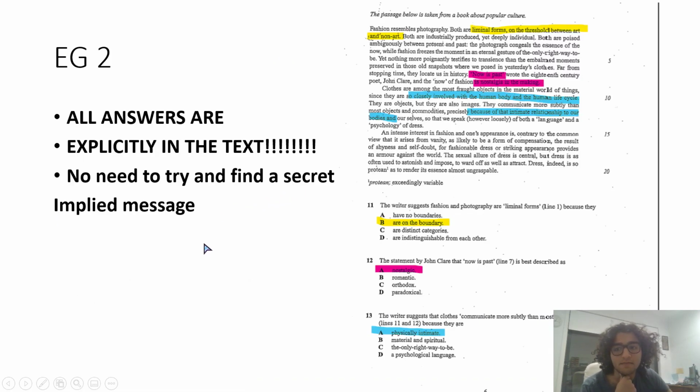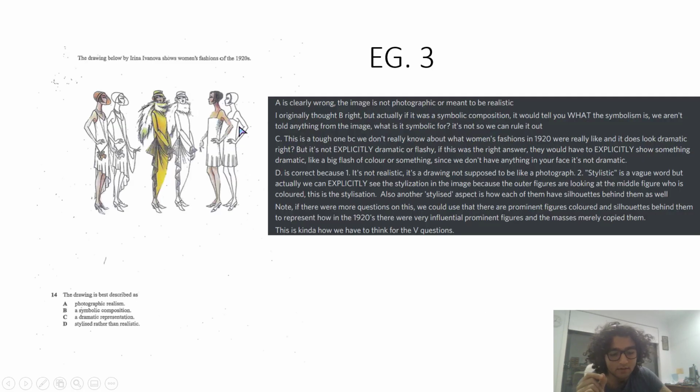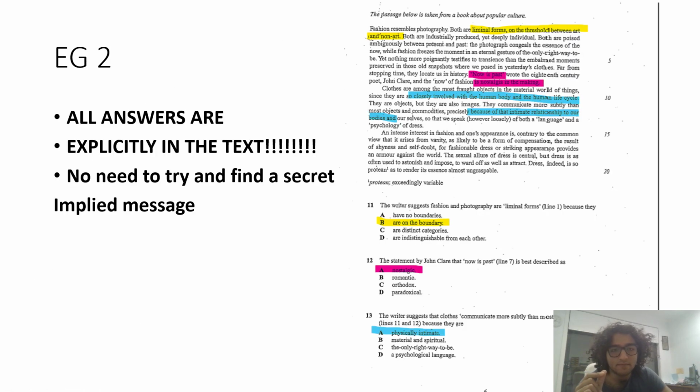Okay, example 2. Now, again, I want you to pause, and I want you to read the text. For all of these, I want you to pause and read the text now. Okay, so I assume you're done reading the text. If you haven't, then actually read it. Pause and read it. So, all the answers are explicitly in the text.